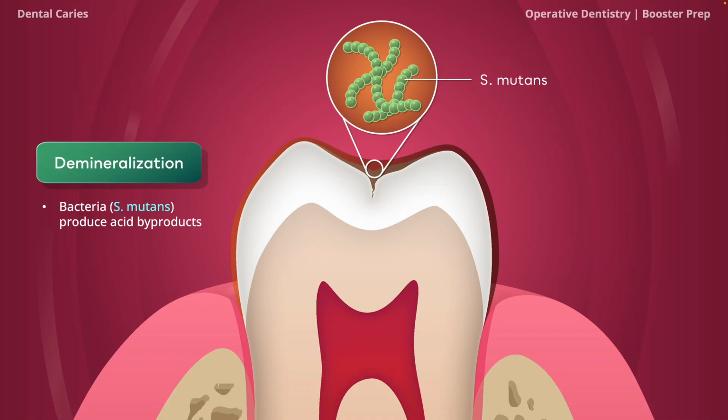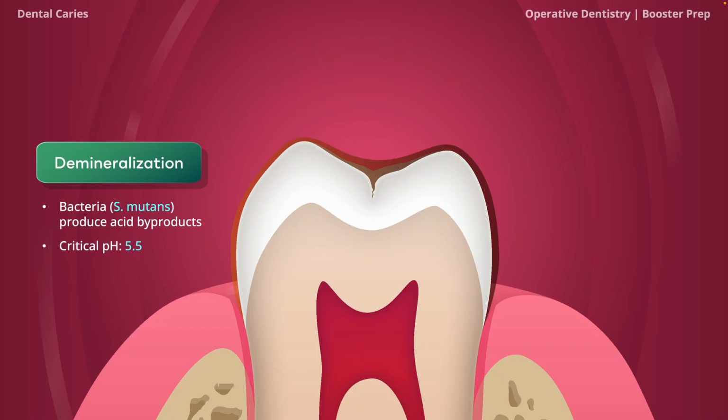These acid byproducts, assisted by the acidic drink, can lower the pH of the mouth, and the magic number here is 5.5. This is known as the critical pH, below which we'll have hydroxyapatite crystals in the enamel dissolving, releasing calcium and phosphate ions into the oral cavity. This whole process is known as demineralization, and if it continues to occur, it marks the beginning of a cavity, or dental caries as we like to call it.